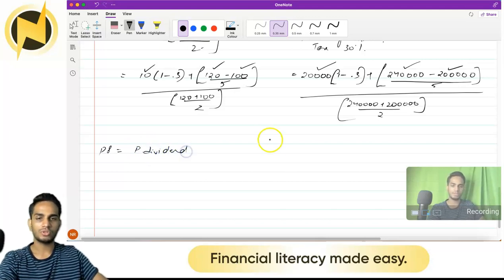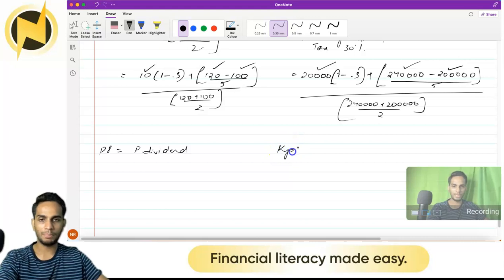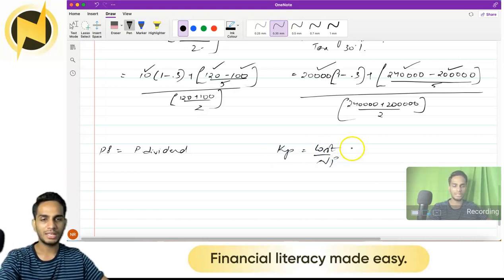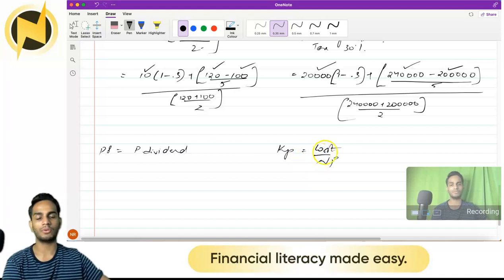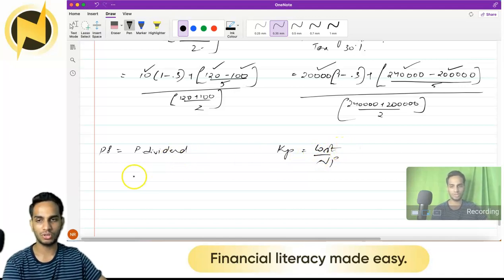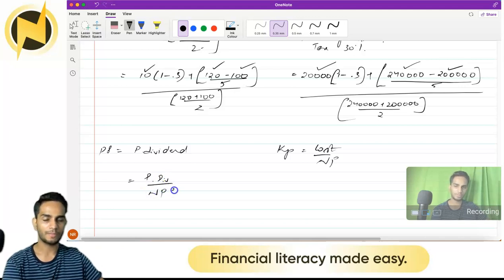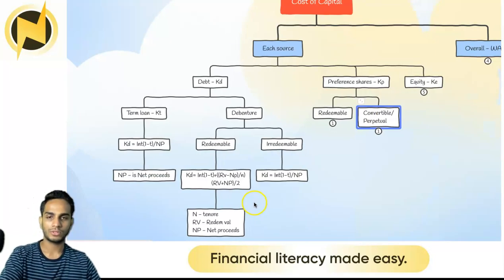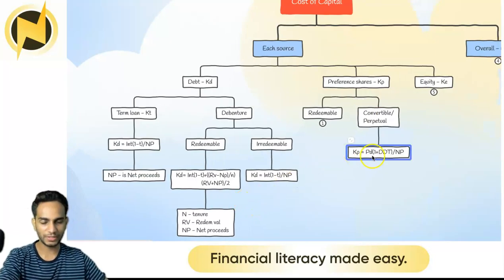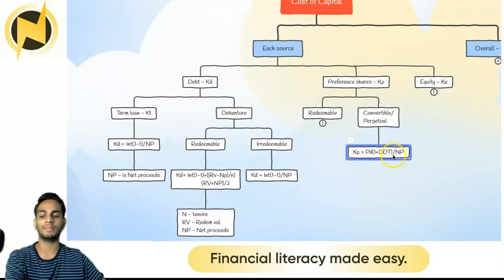So we know the cost of capital formula. KP should be the cost divided by your net proceeds. In case you have a special attachment, you multiply. So for preference shares, the cost of capital formula should follow. Since the numerator is always cost, it should be preference dividend by net proceeds. Correct? Because preference dividend is a cost for preference shares. So let's check. This is preference dividend into special attachment divided by net proceeds.